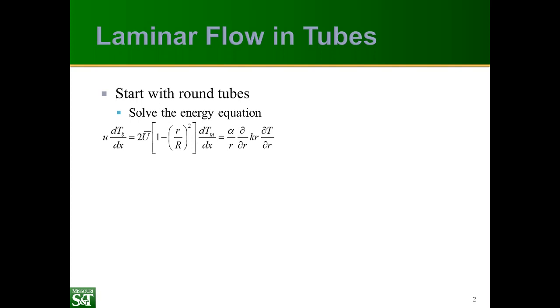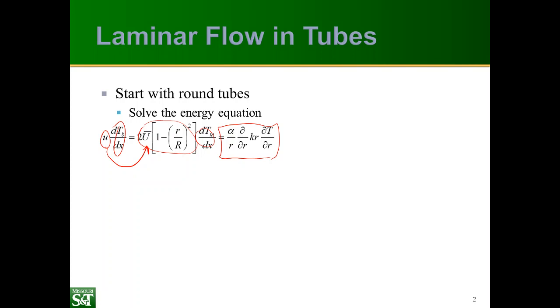We're going to start with round tubes or pipes, and we're going to solve the energy equation. So if we have U dT/dx, which is our x direction part of the energy equation, in laminar flow we can solve U, and we come up with this equation right here. So we have U dT/dx. Here's our equation for U. Here's the equation for dT/dx, and here's our conduction through the fluid in the radial direction.